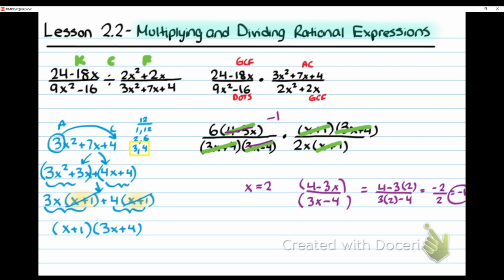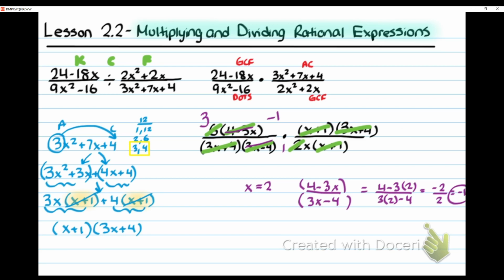So we're left with 6 times negative 1 in the numerator, and the denominator is 2x. So there's a little bit more we can do. We have a 6 that's a monomial, and a 2x that's a monomial. The 6 and the 2 can reduce to 3 over 1. So that would become 3. This would become a 1.